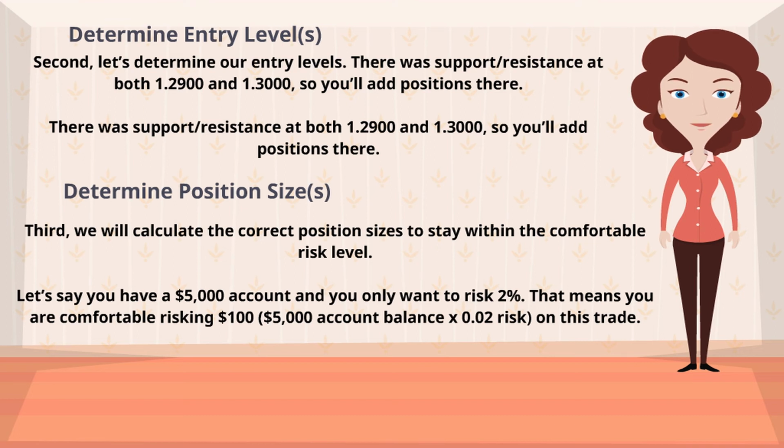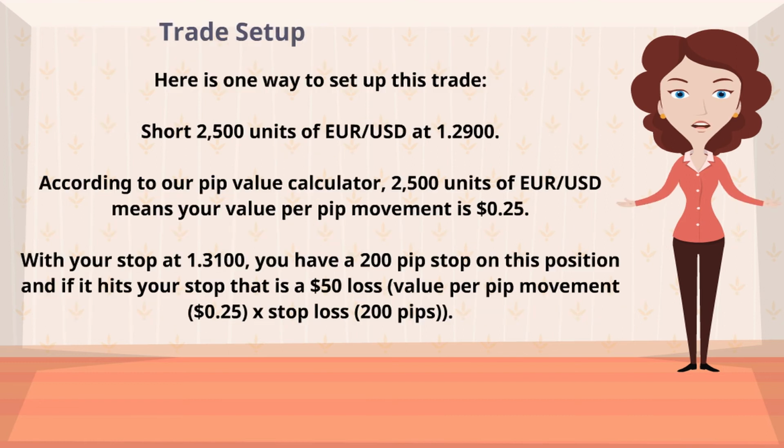Determine position sizes. Third, we will calculate the correct position sizes to stay within the comfortable risk level. Let's say you have a $5,000 account and you only want to risk 2%. That means you are comfortable risking $100, $5,000 account balance multiplied by 0.02 risk, on this trade. Trade setup. Here is one way to set up this trade.